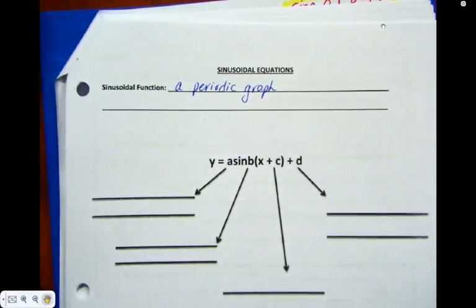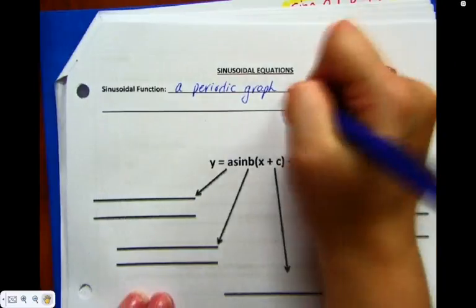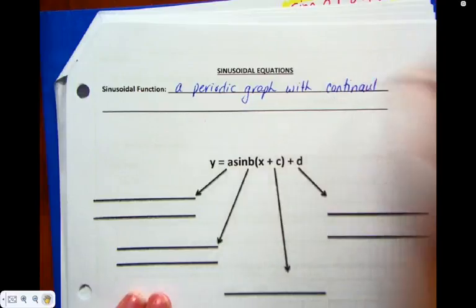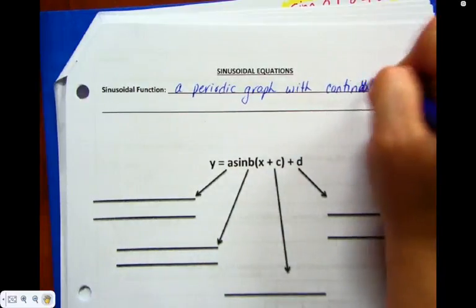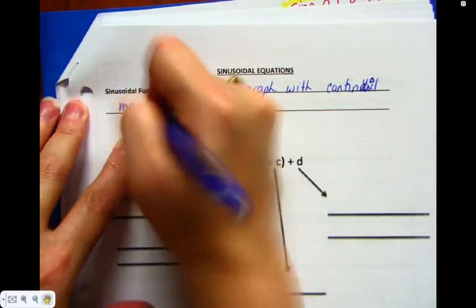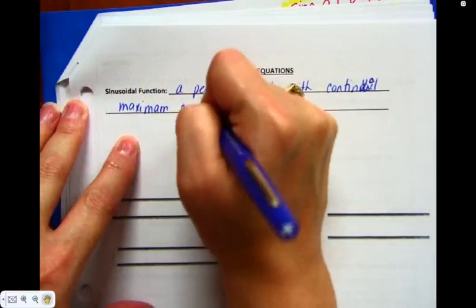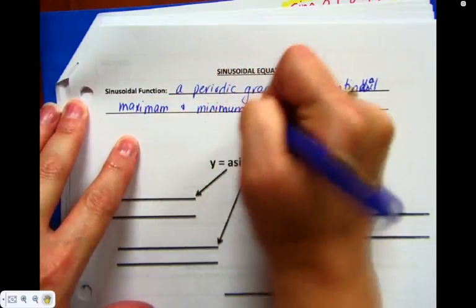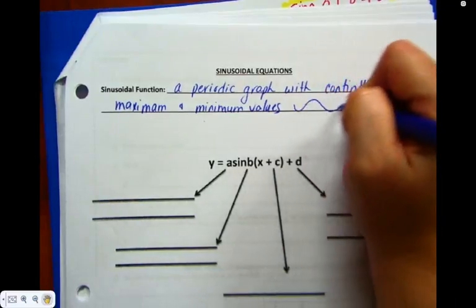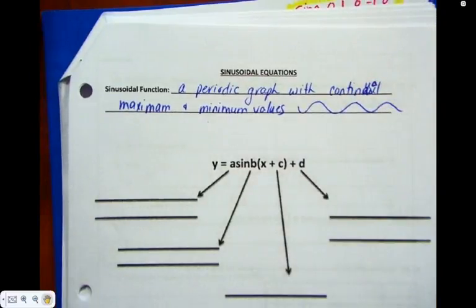A periodic graph with continual maximum and minimum values. So it has that idea of waves, constant ups and downs, hills and valleys, we sometimes call them, mountains and valleys.